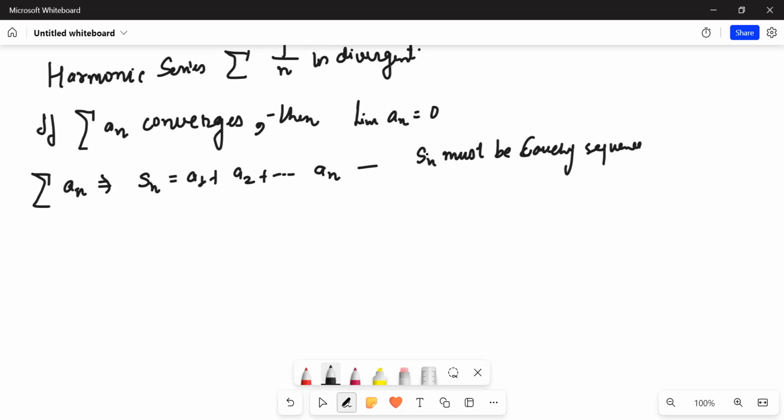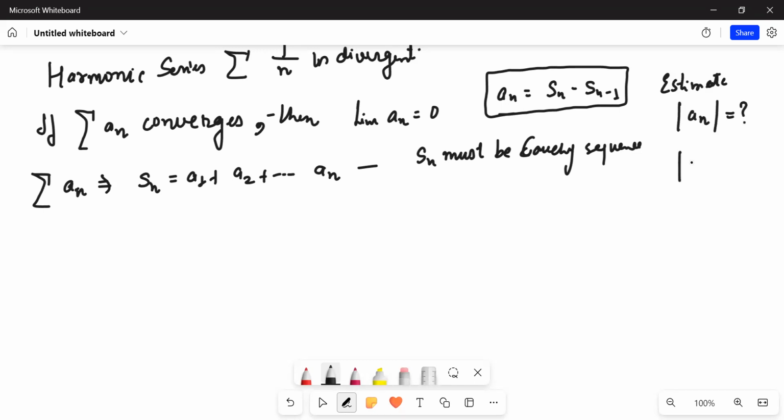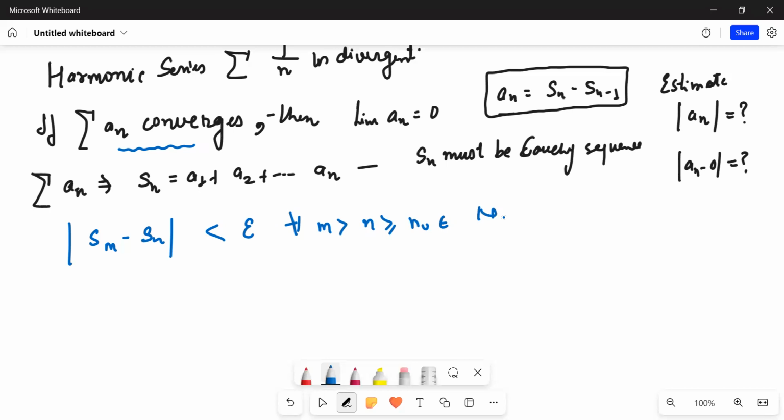Now, we know that summation an is convergent, and we have an observation that this an is nothing but Sn minus Sn minus 1. And if I'm claiming that the limit of an is 0, then I want to estimate modulus of an. Can it be made less than epsilon? This is my query. The first thing that comes to mind is that for the sequence of partial sums associated with the series, the difference can be made less than epsilon for all m greater than n, greater than some natural number. When it is true for all m, it can be made less than epsilon for all n greater than or equal to n0 belonging to natural numbers.